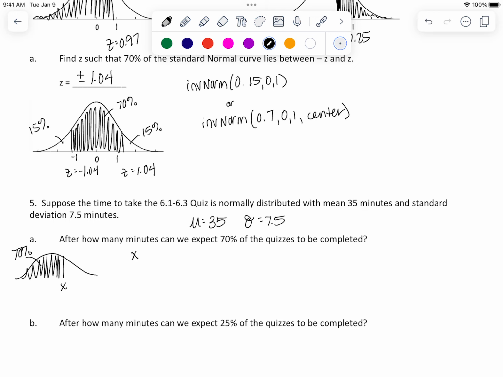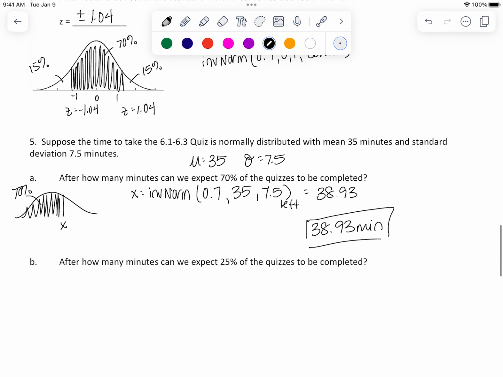So we can do inverse norm, and we can do 0.7, and now we can plug in our mean and standard deviation, 35, 7.5. If you have the calculator that has left, right, center, make sure you choose left. And then for this one, we'll get 38.93. So it'd be 38.93 minutes, or about 39 minutes.